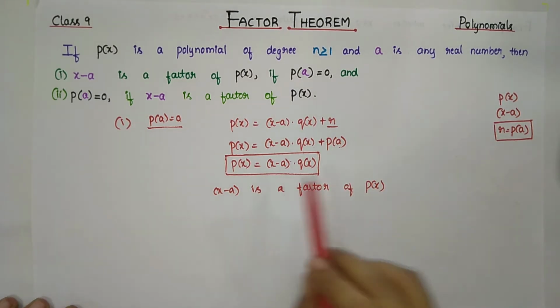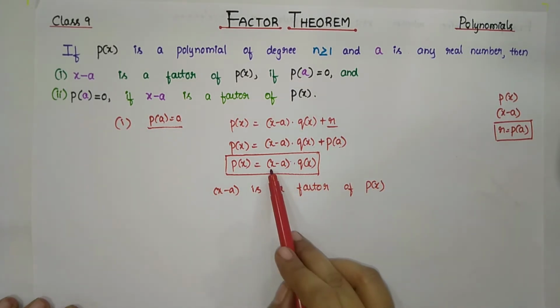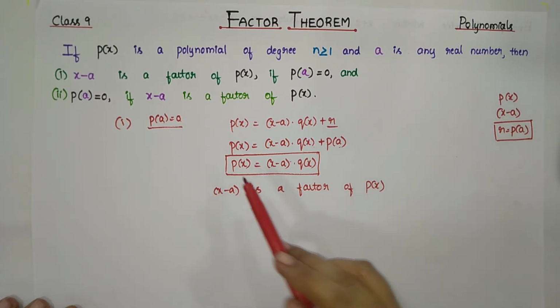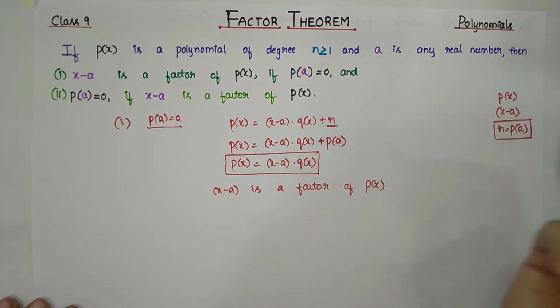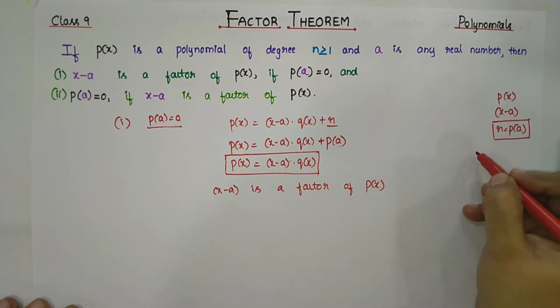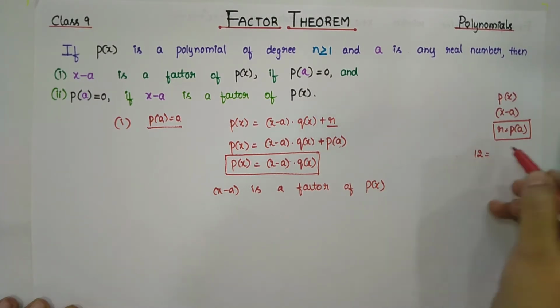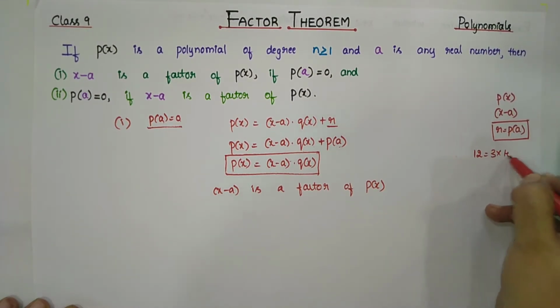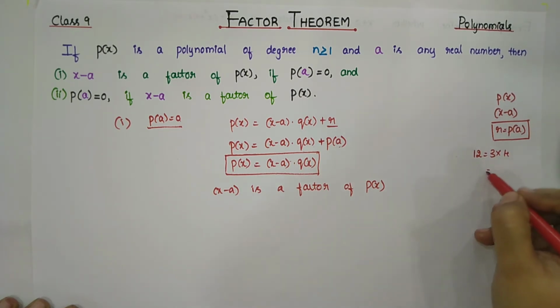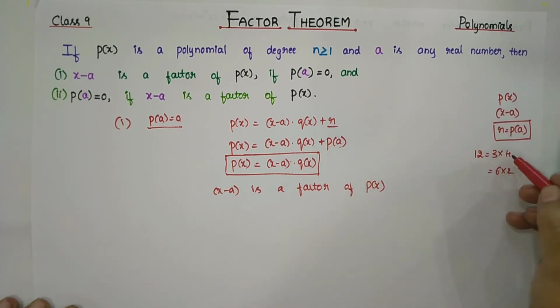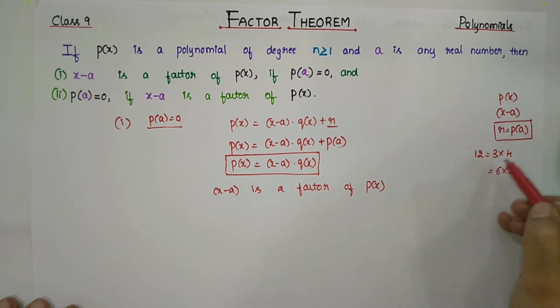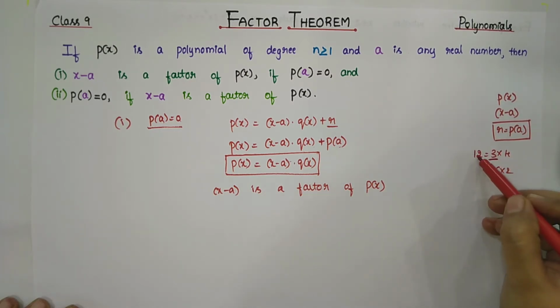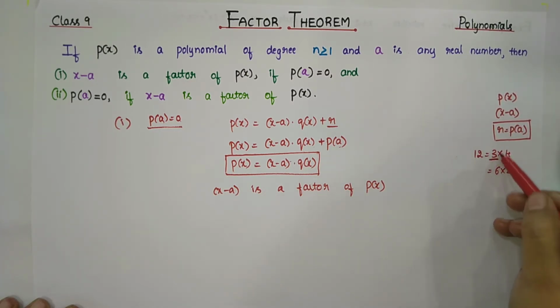So if you want to know how we can consider this x minus a as a factor of p of x, let me give you some simple examples with numbers. If you consider 12, we know that 12 can be written as 3 into 4 or 4 into 3, and also 6 into 2. These are the multiples of 2, and also we can consider 3 as a factor of 12 because 3 completely divides the number 12.